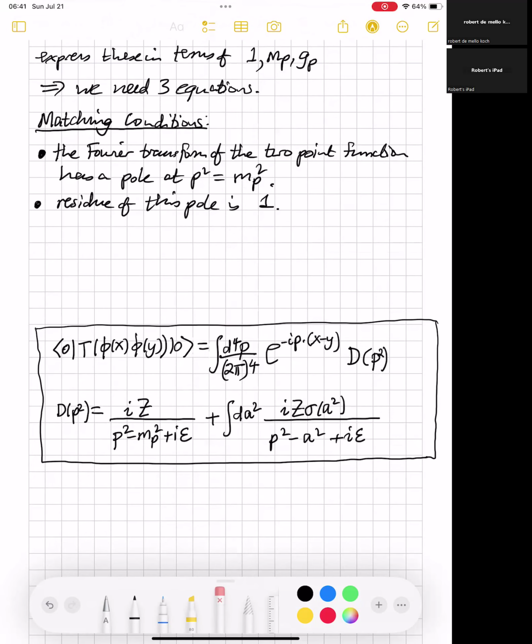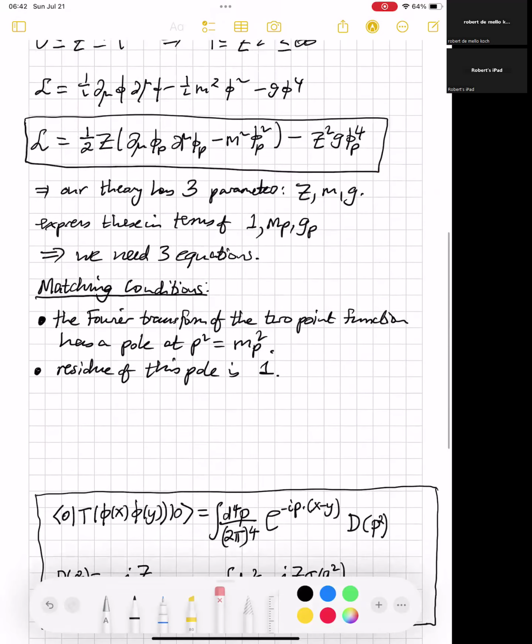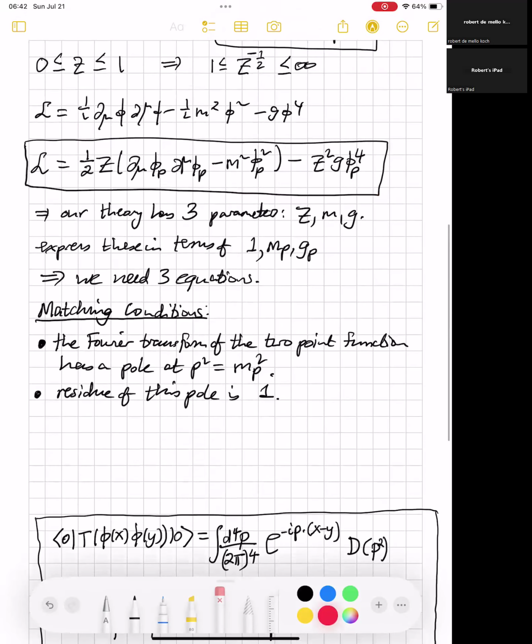Okay, so what do I want to do? I would like to express things now in terms of the physical field. So I'm going to modify this formula in red, okay? I would like this to become the physical field.